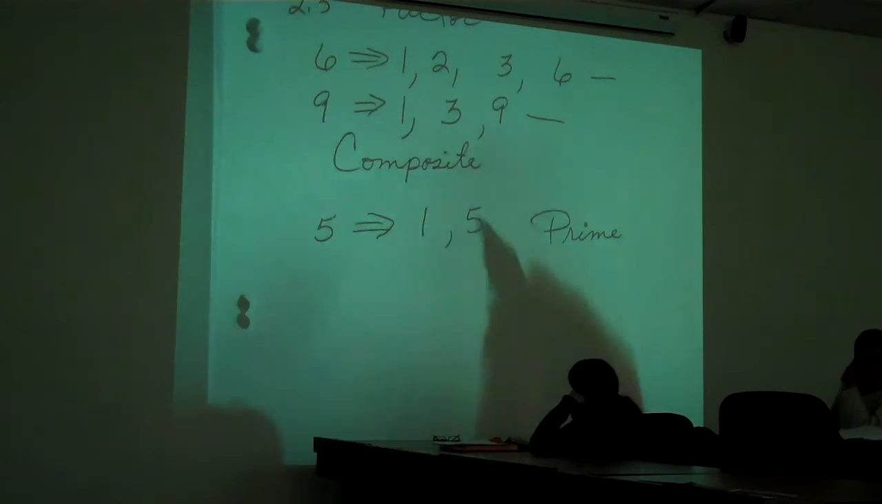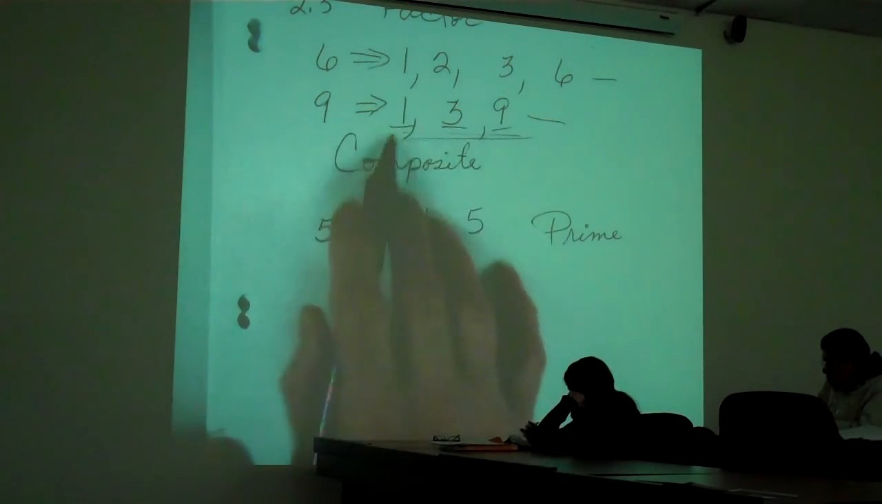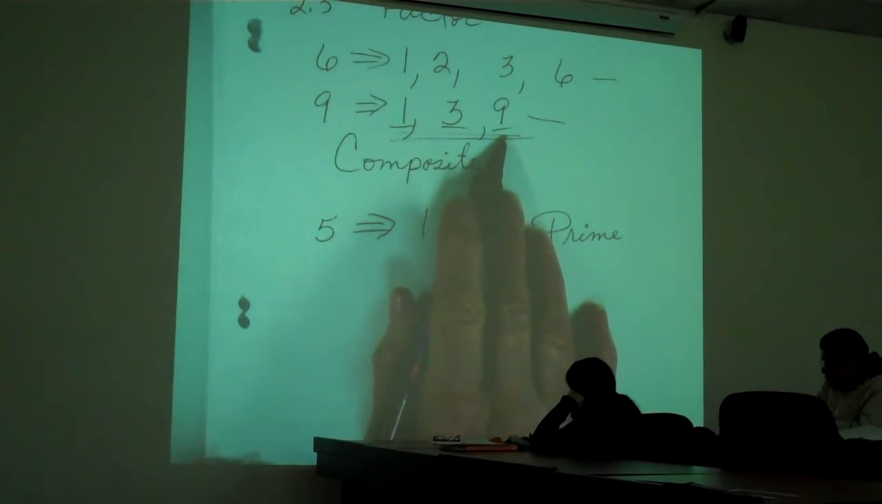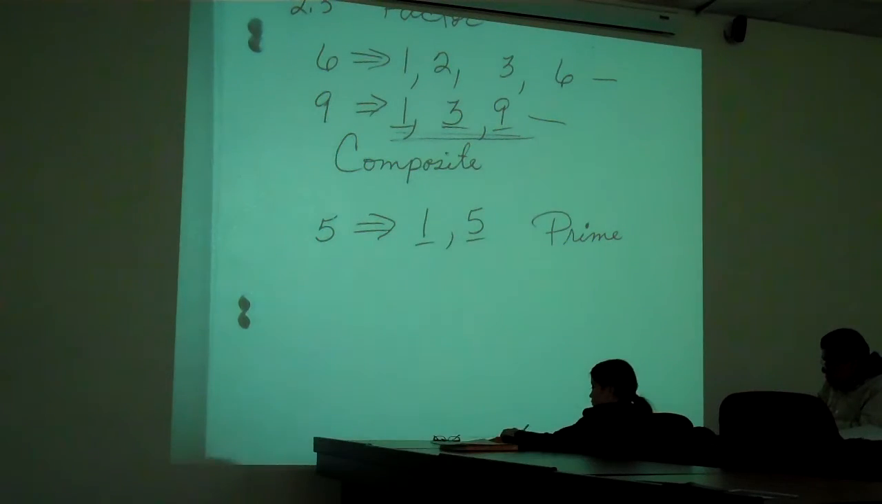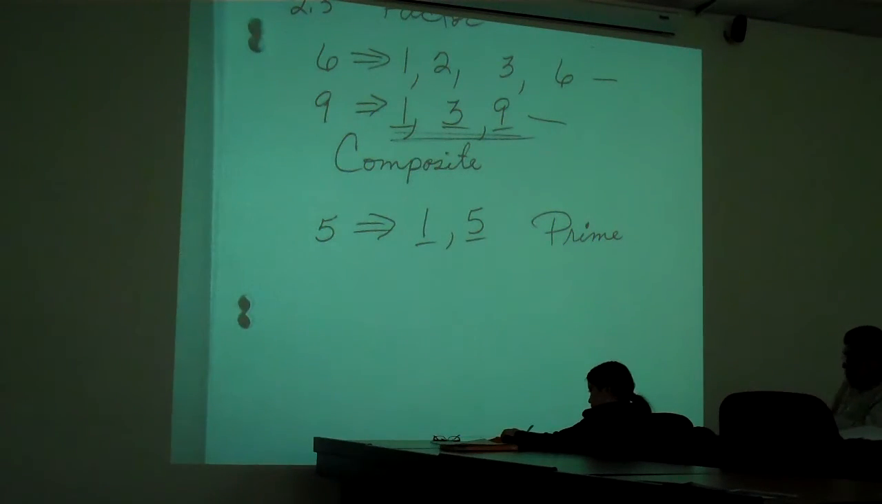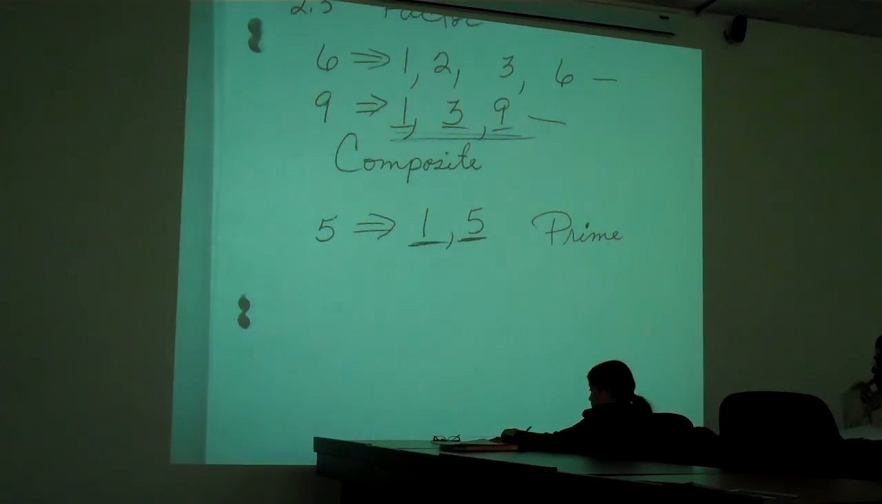So your composites are the ones that have more than just 1 and itself. See how it has more than just 1 and itself as factors? It's a composite of numbers. The prime is just the 1 and itself. Is that the word we want? More than itself, and prime is by itself.